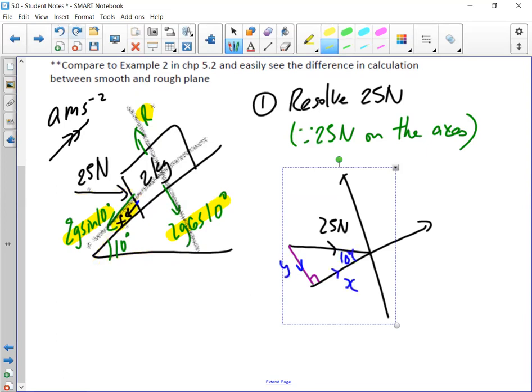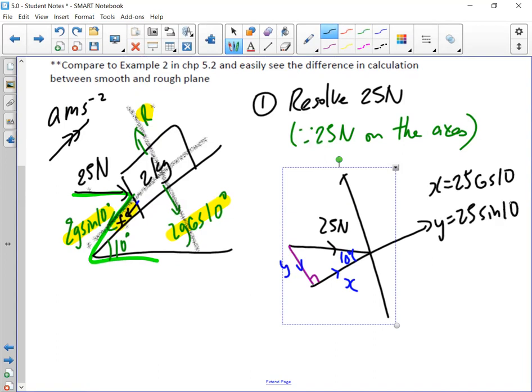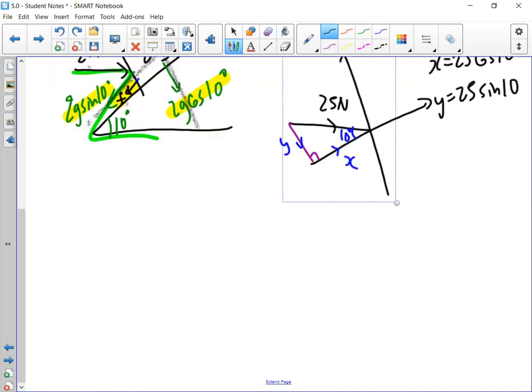It's not a very clean diagram. Let me use the color. So like a set shape. Okay, so 10 degrees. Anyway, we can resolve using trigonometry. So if you know your trigonometry, X is the adjacent, so X equals 25 cos 10, and Y is 25 sin 10. Once we've got that, we can then do step 2, which is the force diagram.